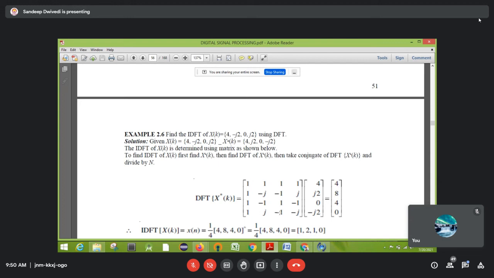In a matrix form also, you can just remember the changes, whatever changes are there in this twiddle factor matrix. Because this sequence, this x of k, is given in the question, you need to write it as it is. You will get the answer, that is x of n. Whatever answer you will get, that will be your x of n.